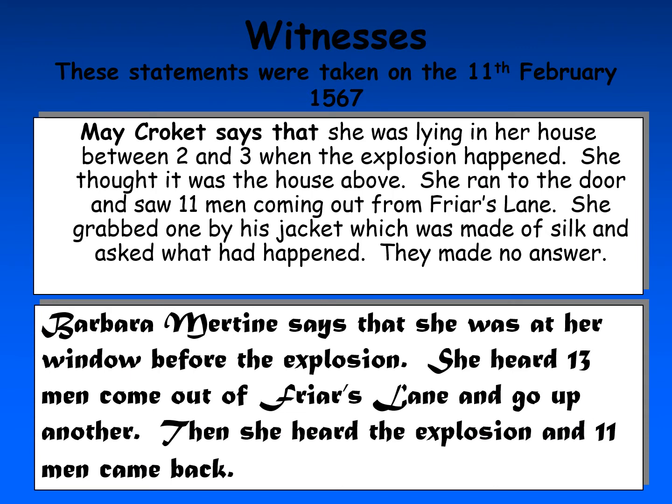Witnesses. You may have watched crime programs before, and police do take witness statements from people who may have seen the crime committed. These statements were taken on the 11th of February 1567. Can you read with me? May Crockett says that she was lying in a house between 2 and 3 when the explosion happened. She thought it was the house above. She ran to the door and saw 11 men coming out from Friars Lane. She grabbed one by his jacket, which was made of silk, and asked what happened. They made no answer.